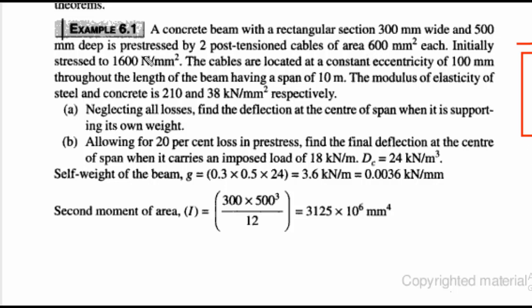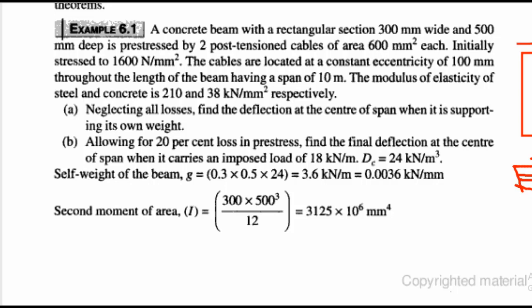Initially they are stressed to the steel tendon. They are stretched this steel tendon to 1600 Newton per mm square. The cables are located at an eccentricity of 100 mm throughout the length of the beam, having a span of 10 meters. Suppose if you see here, this is a span of 10 meters. For this span of 10 meters, they provide with an eccentricity of 50 mm. Suppose this is centroidal axis. From this centroidal axis, they provide this steel tendon with eccentricity as 50 mm throughout the length of the beam.